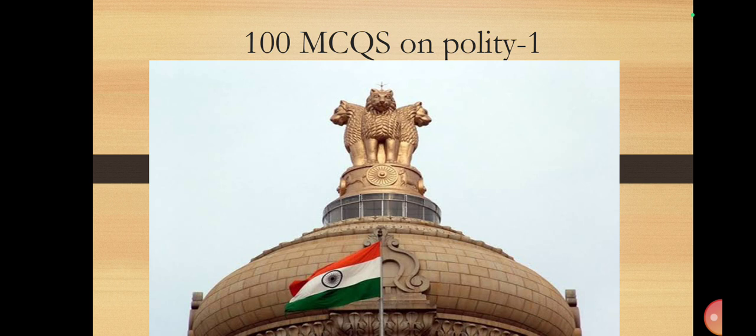Adjournment motion is introduced only in the Lok Sabha to draw the attention of the House to a definite matter of urgent public importance. It involves an element of censure against the government. So, Rajya Sabha is not permitted to use adjournment motion. Censure motion can be moved against an individual minister or a group of ministers or an entire council of ministers.